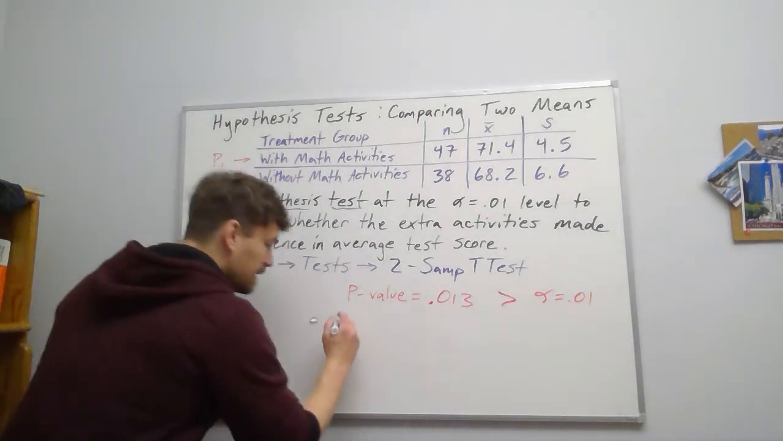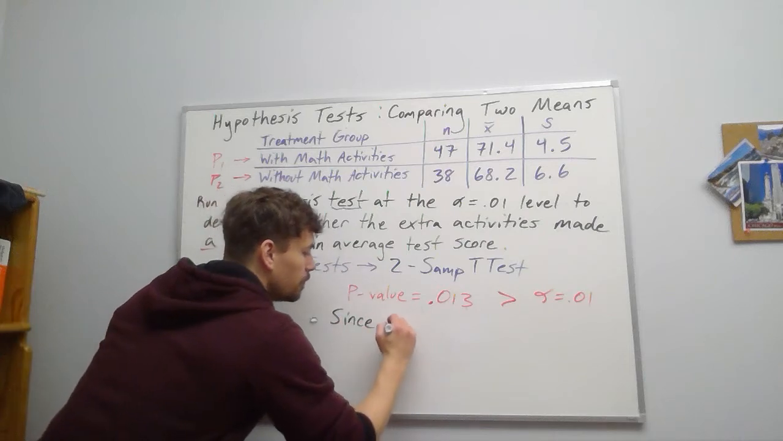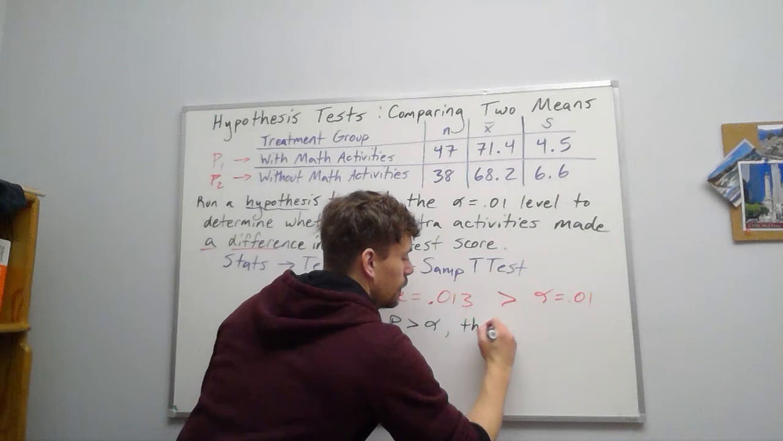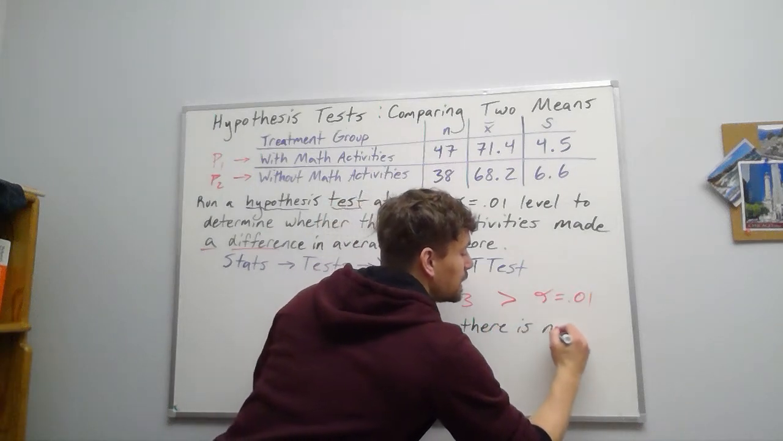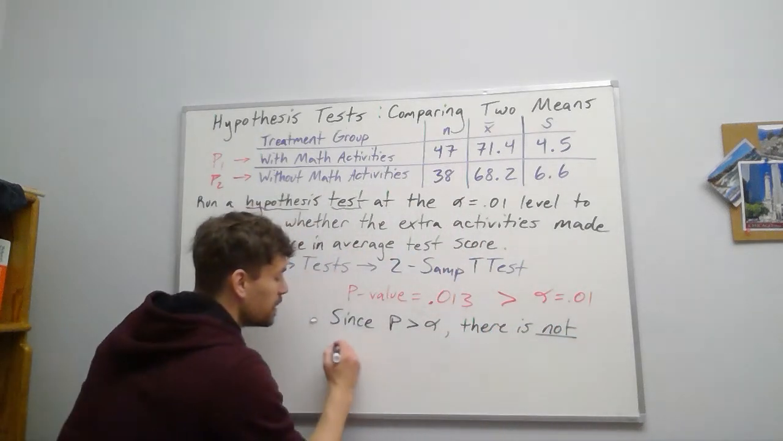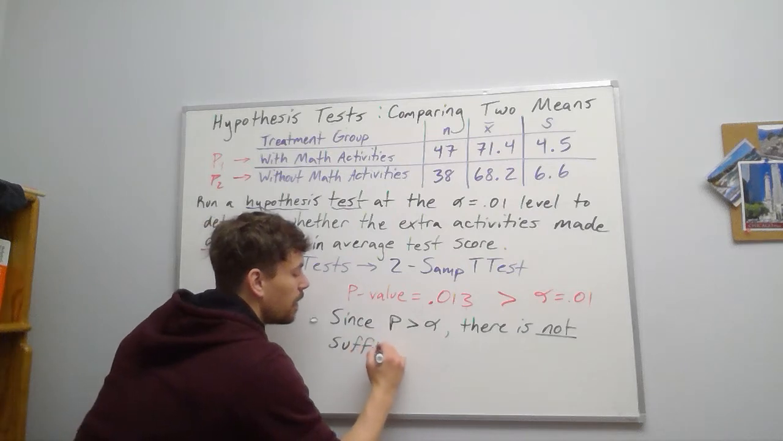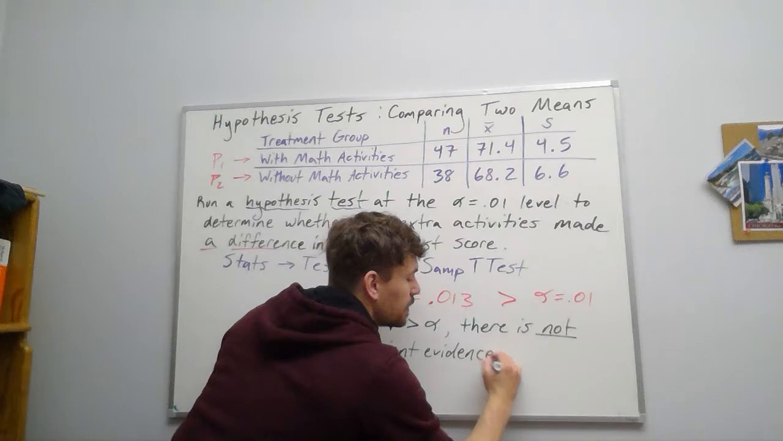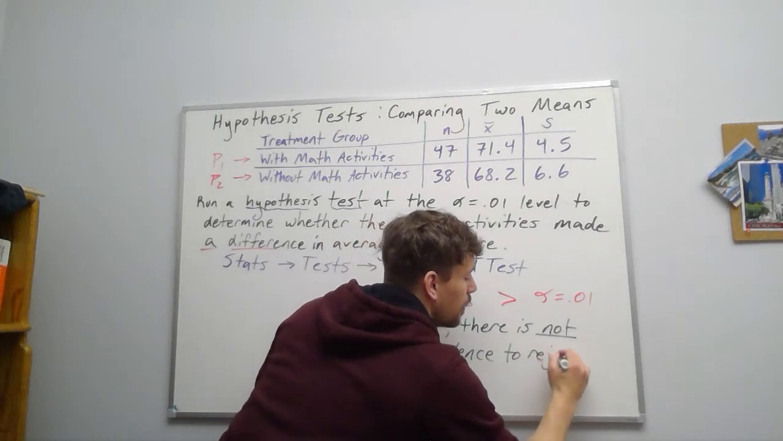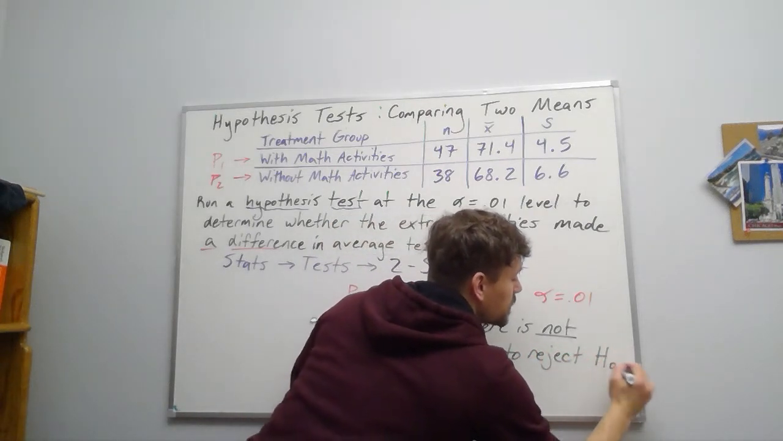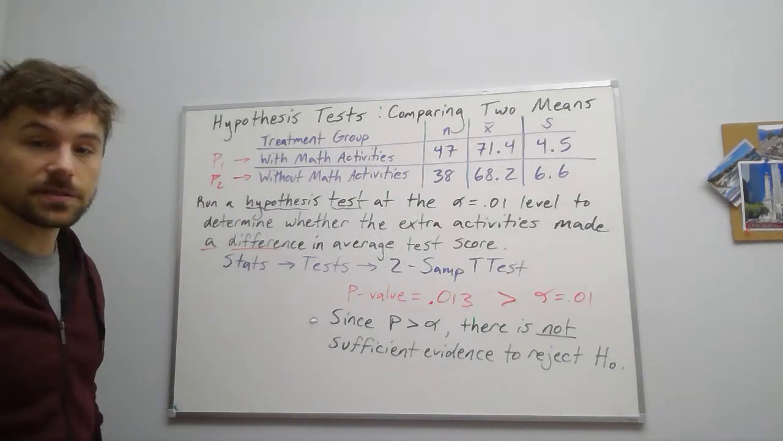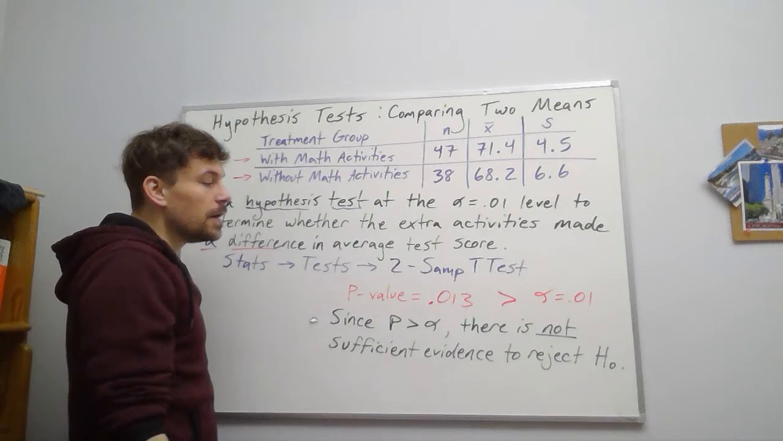So we would say, okay, since p is greater than alpha, there is not sufficient evidence to reject the null hypothesis, meaning we fail to reject the null hypothesis. That's another way to say that.